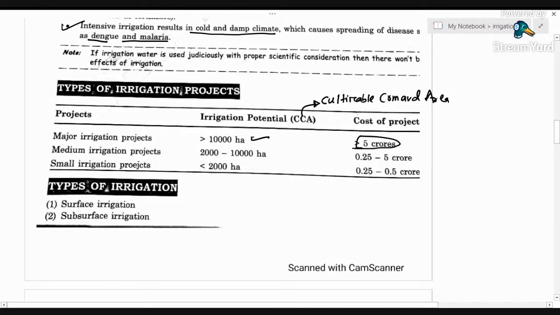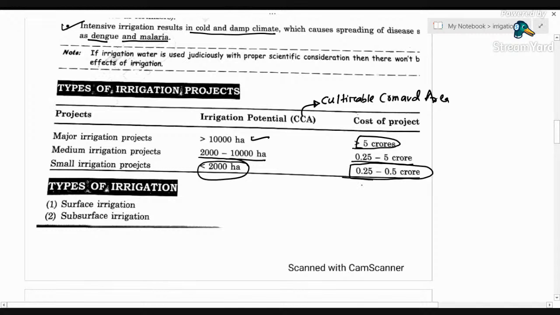In a medium irrigation project, the cultivable command area is between 2,000 and 10,000 hectares, and the cost of the project is 0.25 to 5 crore. In a small irrigation project, the cultivable command area is less than 2,000 hectares, and the cost of the project will be 0.25 to 0.5 crore. These are the various types of irrigation projects.